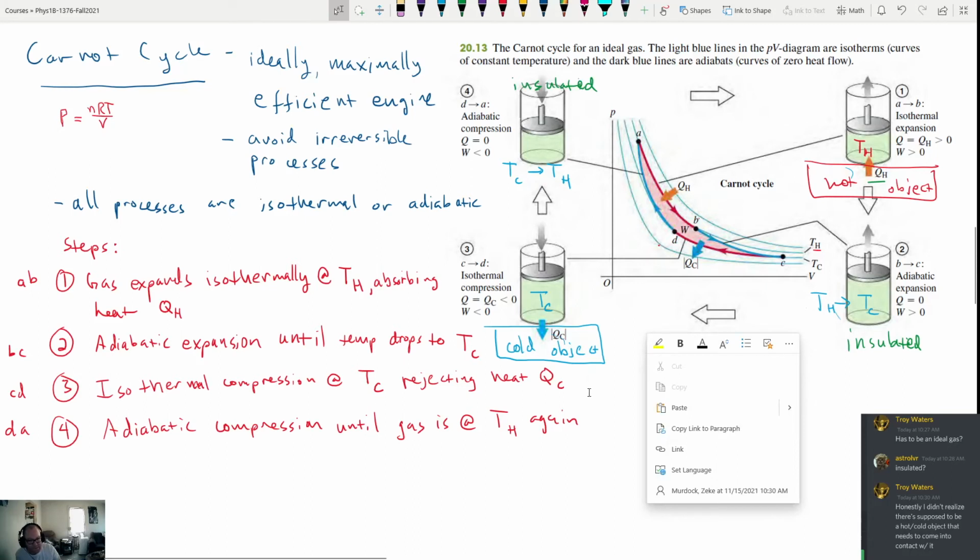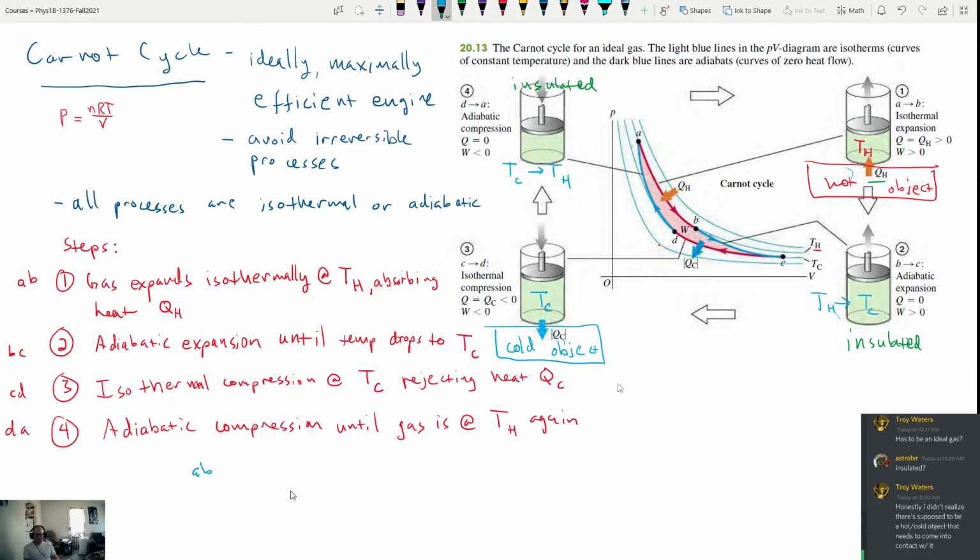Okay, so let's look at some of the math for this. So we apparently did this. I don't exactly remember, but we can just do it again. It's easy to do. So we're starting with process AB, where we have isothermal expansion. For isothermal expansion, can you all tell me, if you remember, what is the change in internal energy going to be? What's delta U if it occurs at the same temperature?